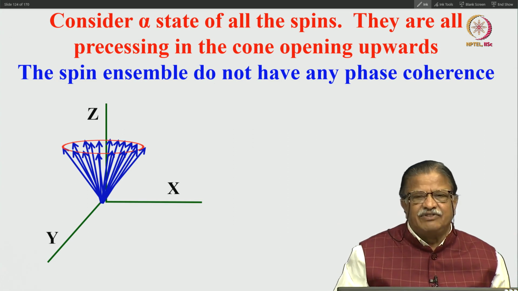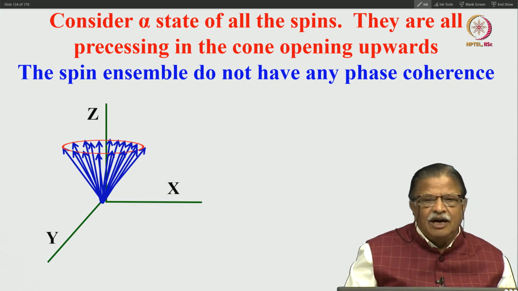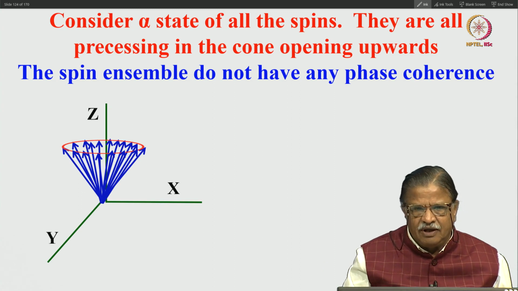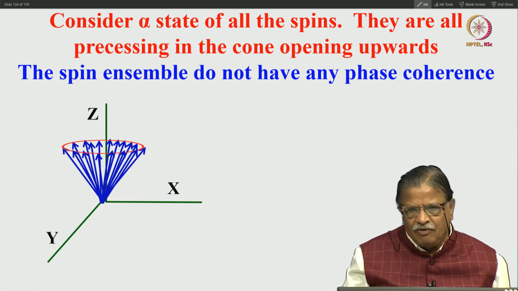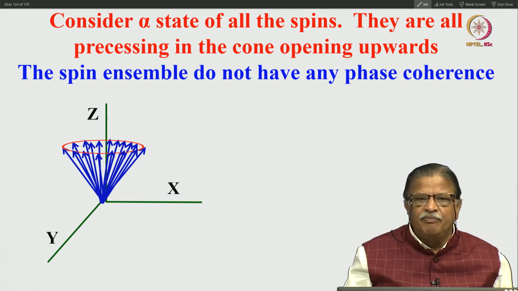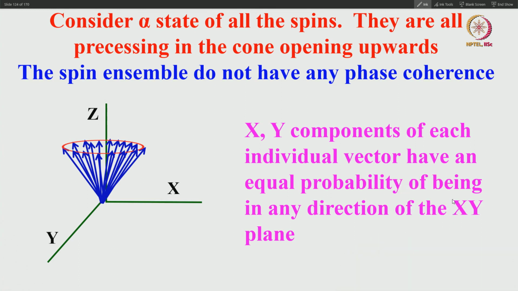So individually each of them is a vector, and this spin ensemble does not have any phase coherence at all, but they will be precessing. They are in a cone opening upwards. This is the state of all the nuclear spins which are in the alpha state. Now what we will do is, we will resolve the vector. The magnetic moment mu is a vector, I told you. We will resolve them into three components, x, y and z. A vector can be resolved into three components.